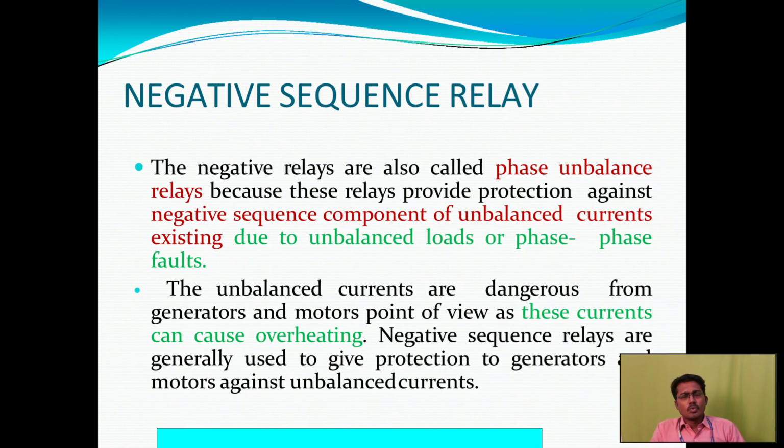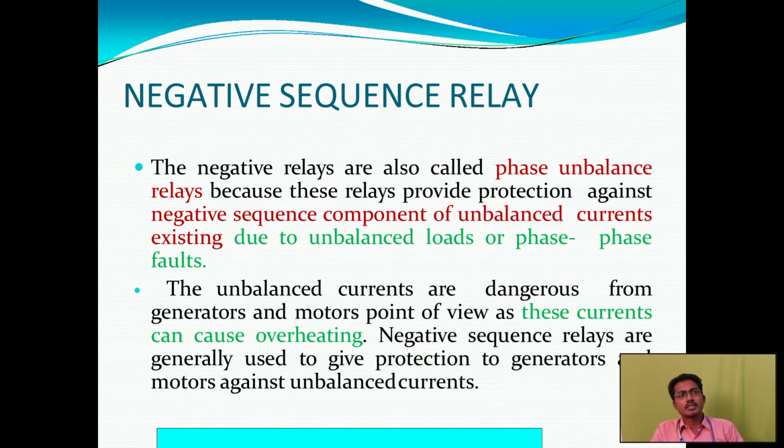We have three-phase AC systems, but the three-phase AC system will not always be in a balanced condition. It may go to an unbalanced condition because of the loading on each phase. In an unbalanced condition, there is a chance of negative sequence formation. That is why we go for the negative sequence relay.